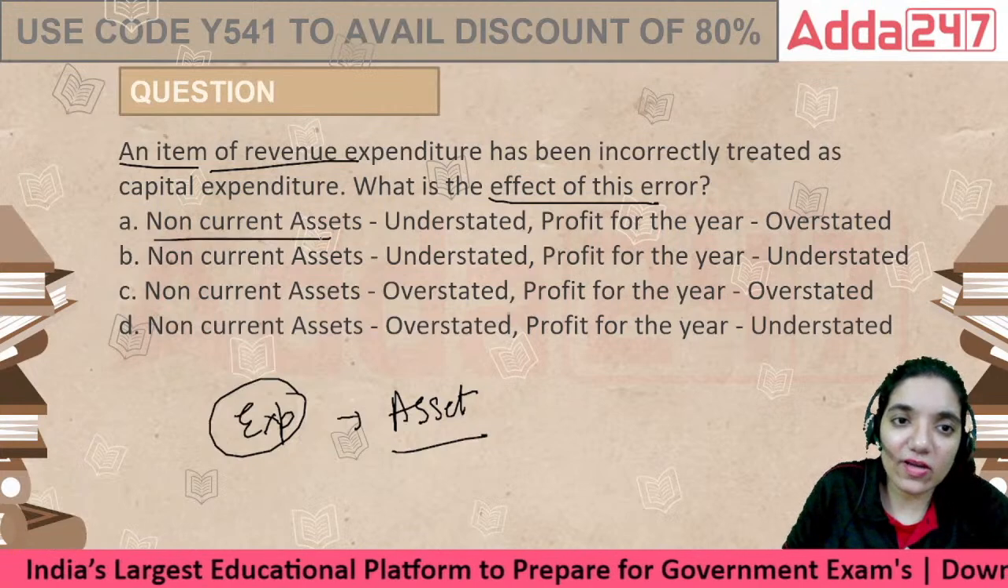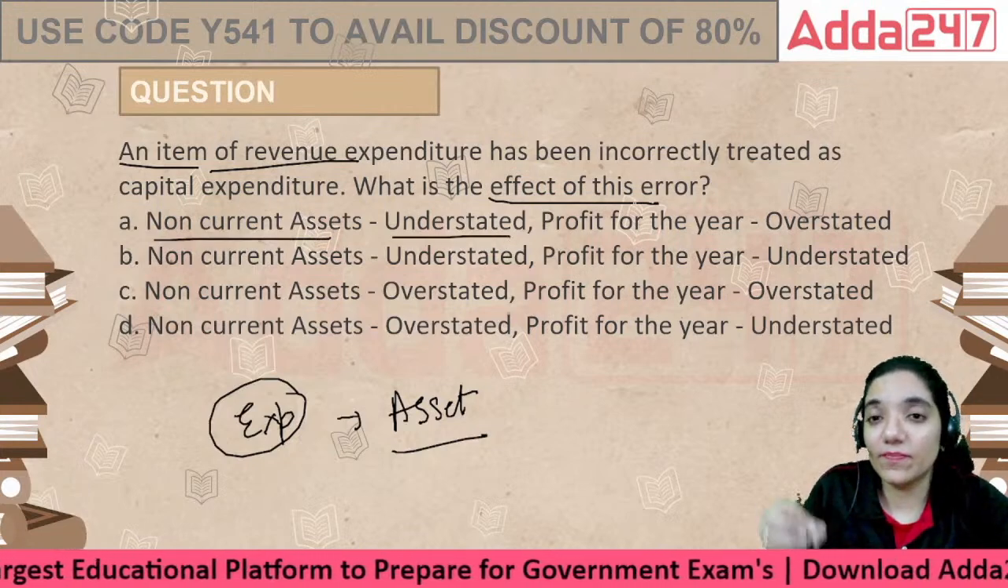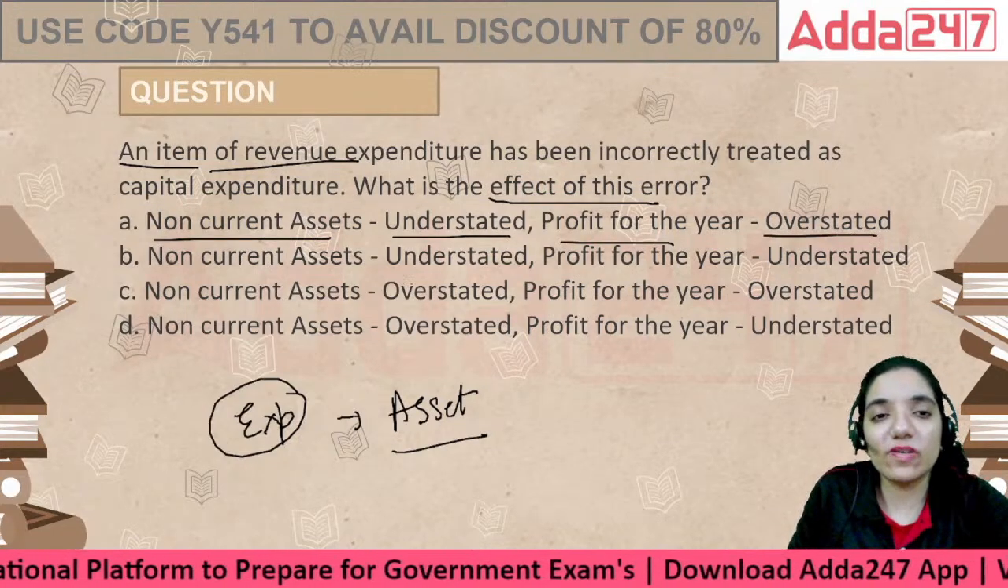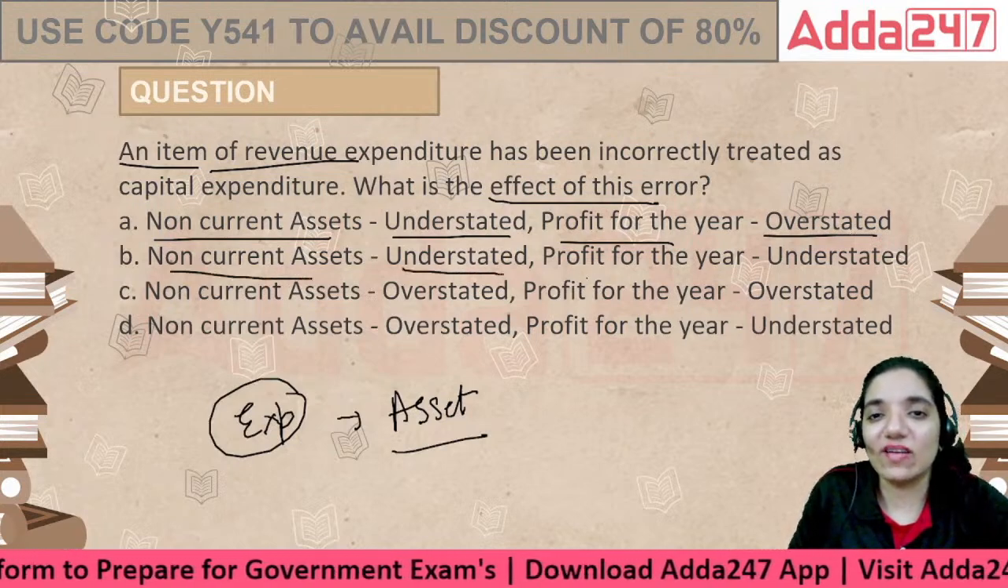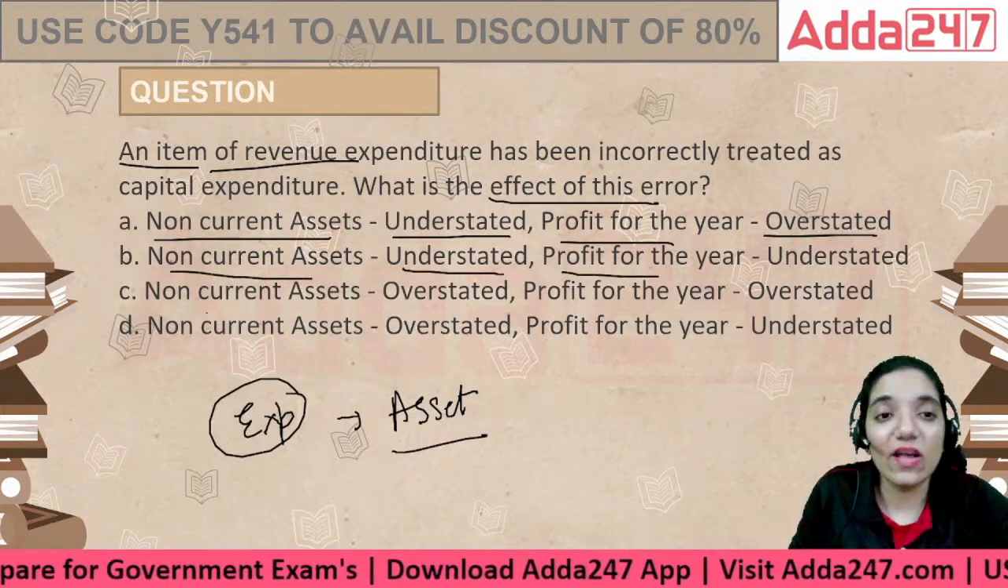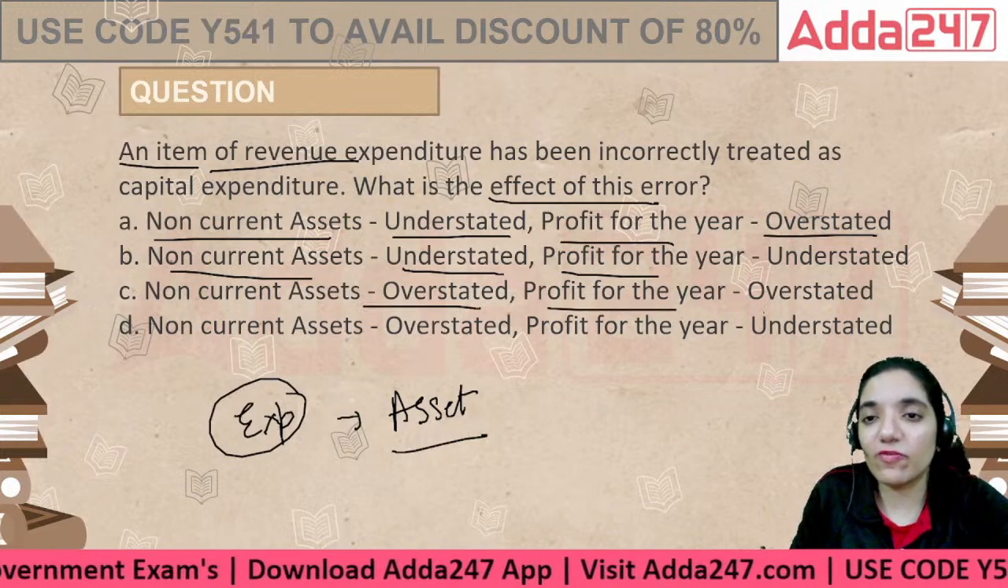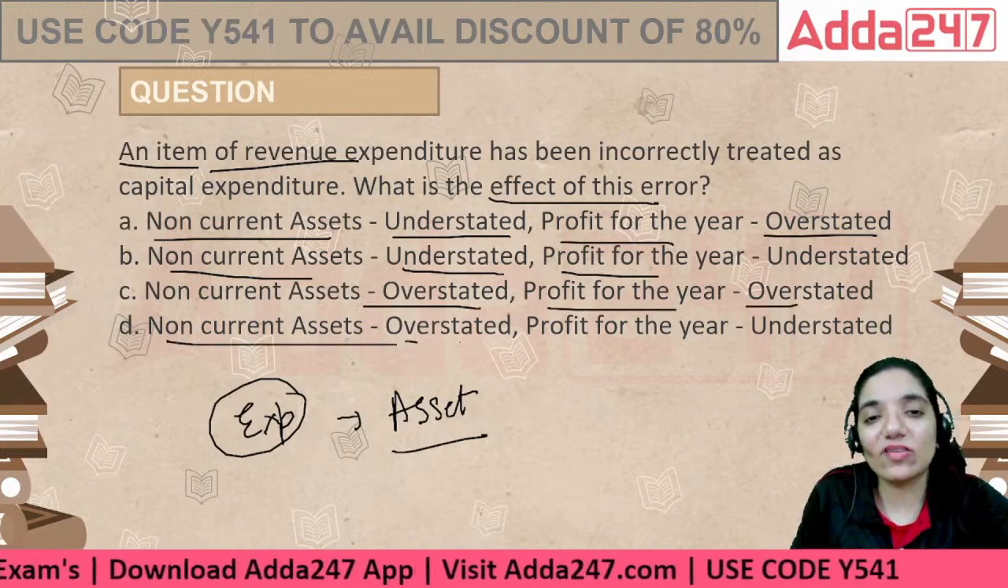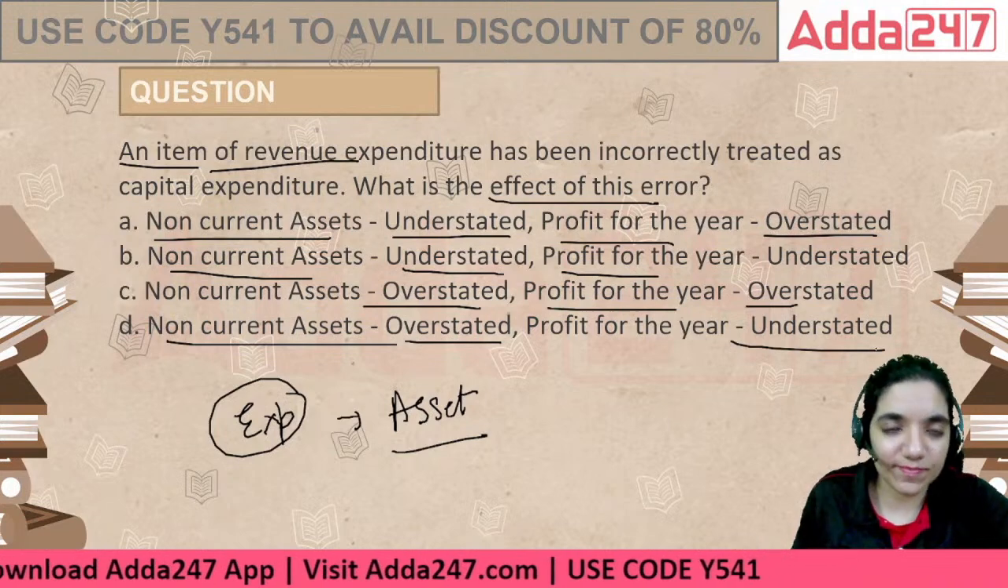Will it be non-current assets understated and profit overstated, or non-current assets understated and profit for the year understated, or non-current assets overstated and profit for the year understated, or profit for the year overstated and non-current assets overstated?